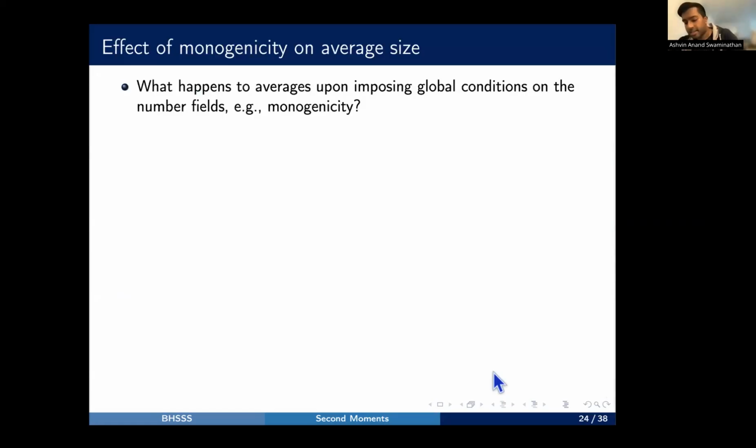Now I mentioned that the averages are quite robust. They remain stable under the imposition of local conditions. That's very similar to the results for Selmer groups of elliptic curves. So it's natural to ask what happens when you impose global conditions on your family of number fields. As I mentioned, for Selmer groups of elliptic curves, you could pass to a quadratic twist family, a very thin family, and the Poonen and Rains heuristics still hold or are expected to hold. So you might expect maybe the same thing holds for these Cohen-Lenstra type heuristics. So one example of a global condition you might impose on your number fields is the condition of monogenicity. So what's that?